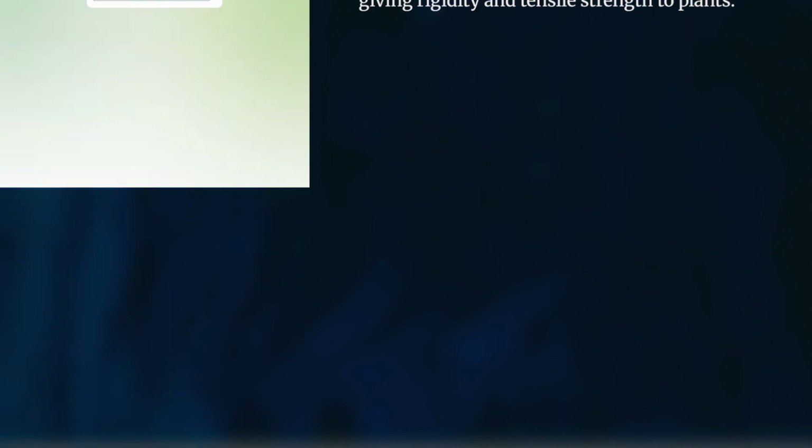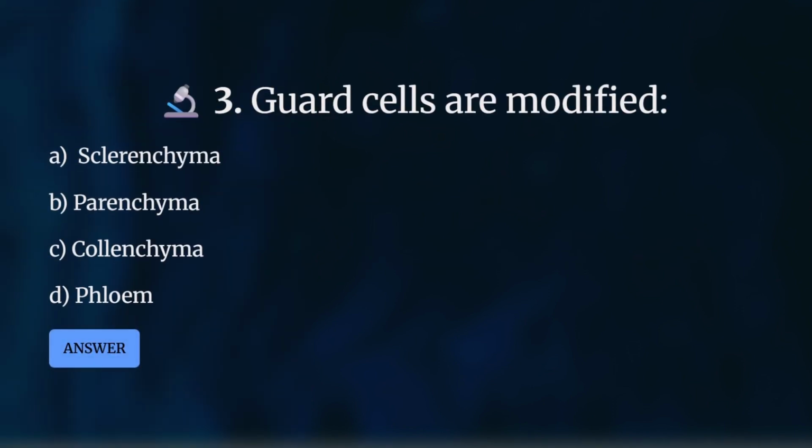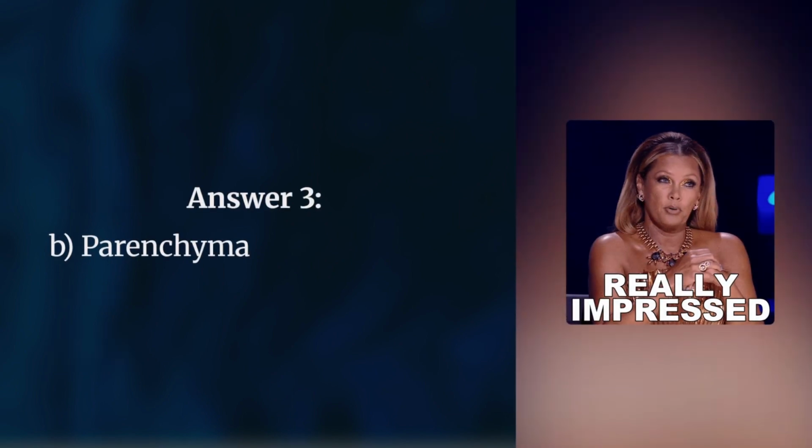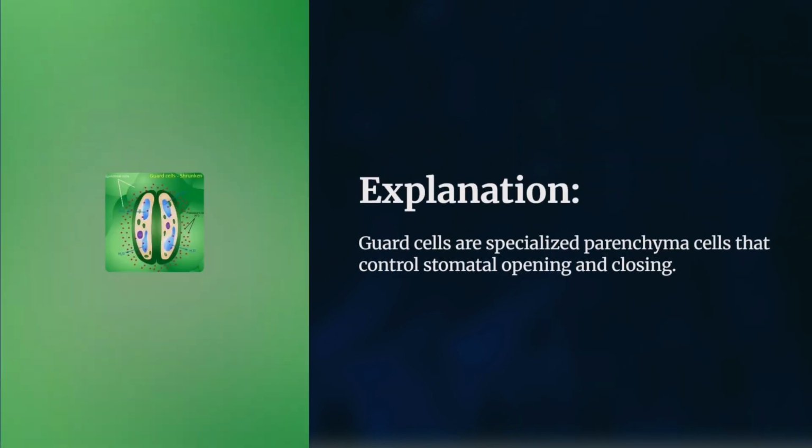Moving on to question number 3. Guard cells are modified sclerenchyma, parenchyma, collenchyma or phloem? And the correct answer is parenchyma. Guard cells are specialized parenchyma cells that control stomatal opening and closing.